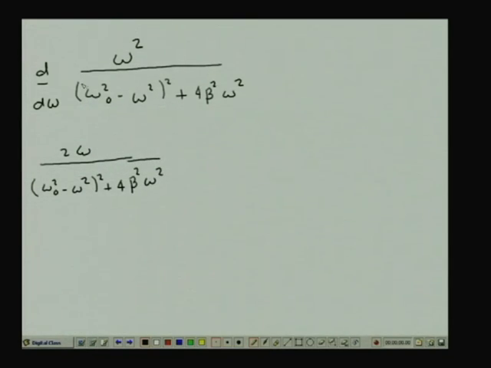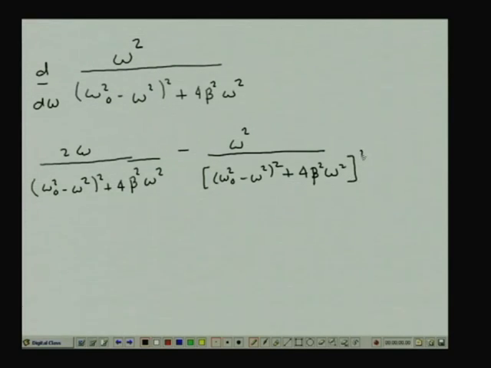And if I differentiate the denominator, then we get the same old omega square on top. If I differentiate the denominator, I will have a minus sign, and then I have to square the denominator. So, if I square the denominator, I get omega naught square minus omega square, squared, plus 4 beta square omega square, and then I have to differentiate the whole square of this, so I have to differentiate the quantity inside.